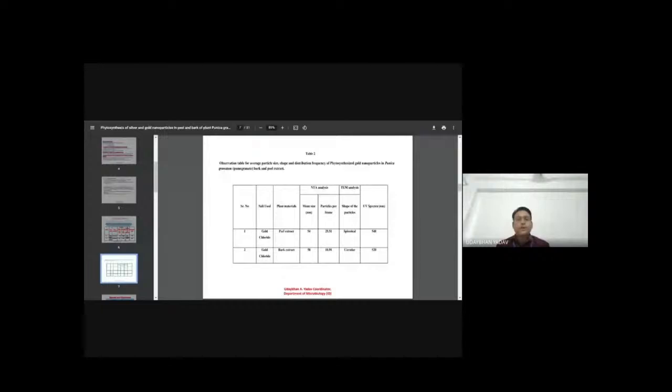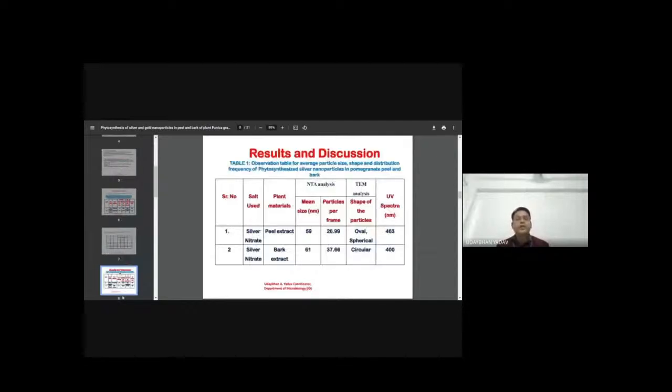Then in TEM analysis, the shape of the particle for the gold chloride peel extract is spherical, whereas the gold chloride bark extract shape is circular in nature. Under UV spectra, the gold chloride peel extract shows its maximum at 548 nanometer, and the gold chloride bark extract shows it at 520 nanometer.